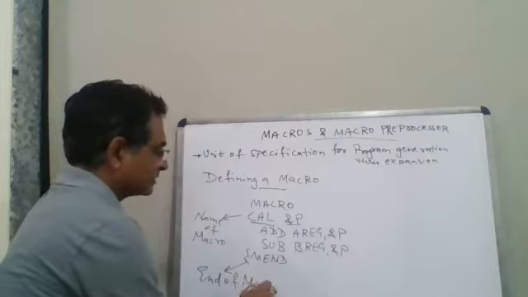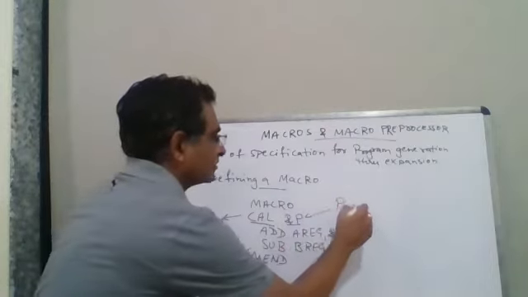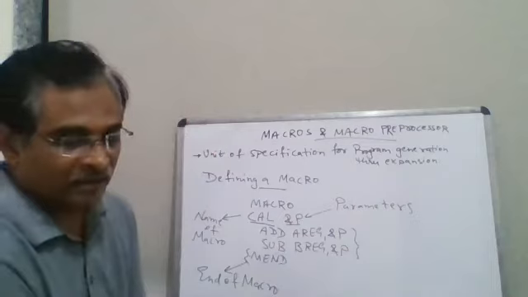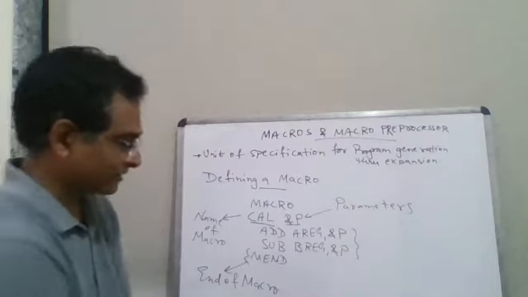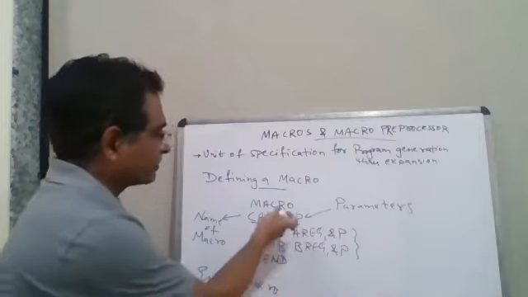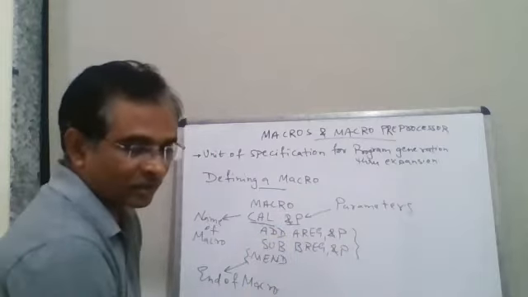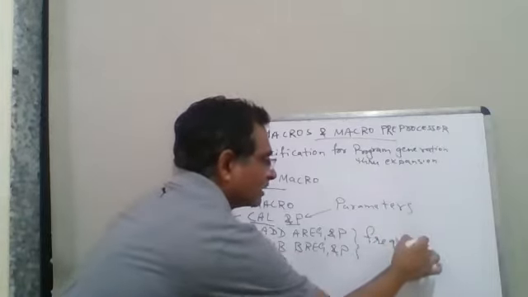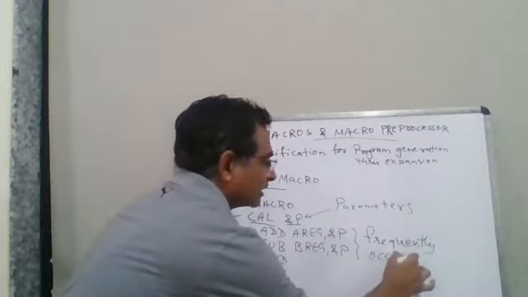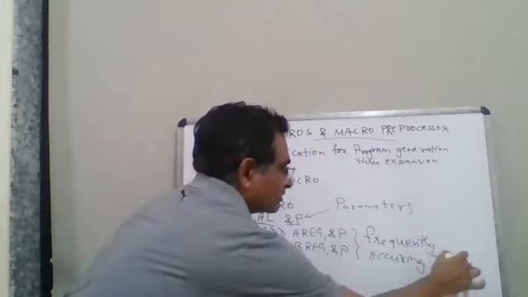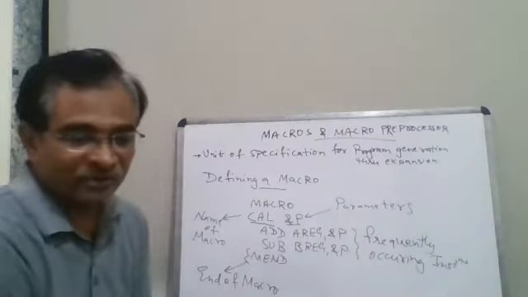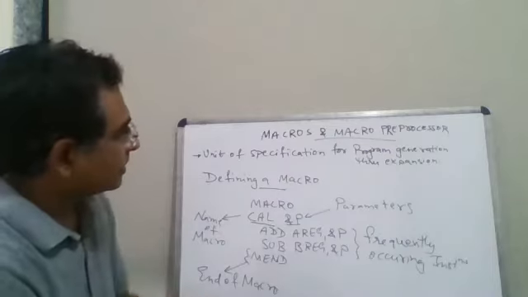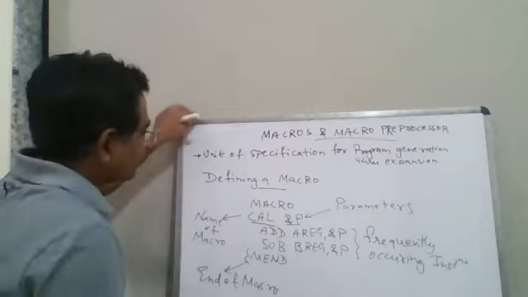This is the parameters to the macro, and this is the body, sometimes called model statements. Whatever parameters are specified will be substituted into the macro instructions. So these are the frequently occurring lines or instructions. This is how you can define a macro, and we'll see all of these things in detail with the help of detailed examples.